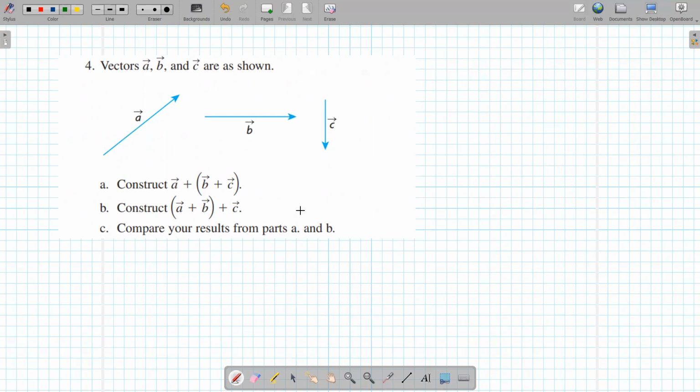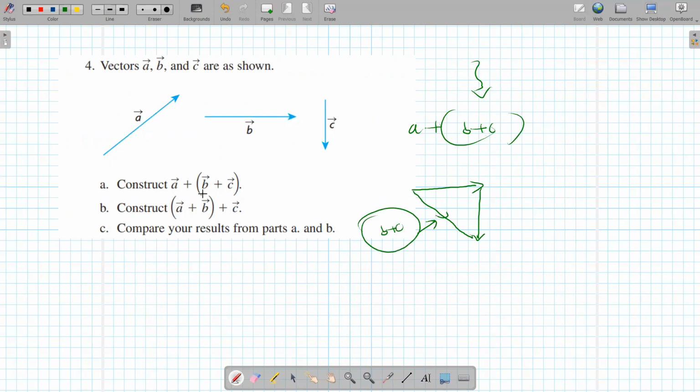Construct A plus B plus C. So to do A plus B plus C, this is in a bracket. We're gonna construct B plus C first. So this is B, this is C. So this one right here is going to be B plus C, yeah? And we're gonna add A to this. So if that's B plus C, I'm gonna add A to this like that. So we end up getting something like this. That's the final answer. That's gonna be A plus B plus C.